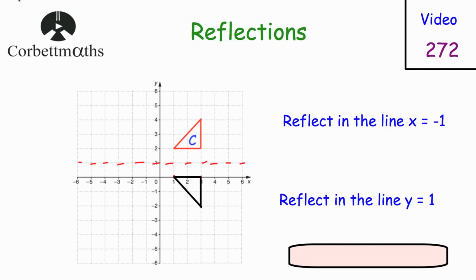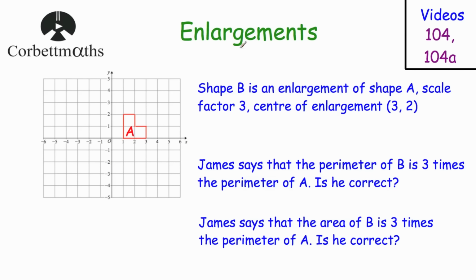Okay, let's have a look at our next topic. So next topic is enlargements, and in M6 the enlargement is going to be in a position where it's not necessarily the origin as the centre of enlargement. So here we've got shape A on this grid, and we're told shape B is an enlargement of shape A, scale factor 3, with the centre of enlargement (3, 2). So let's plot the point (3, 2) to begin with. So 3 across, 2 up, that's going to be our centre of enlargement.